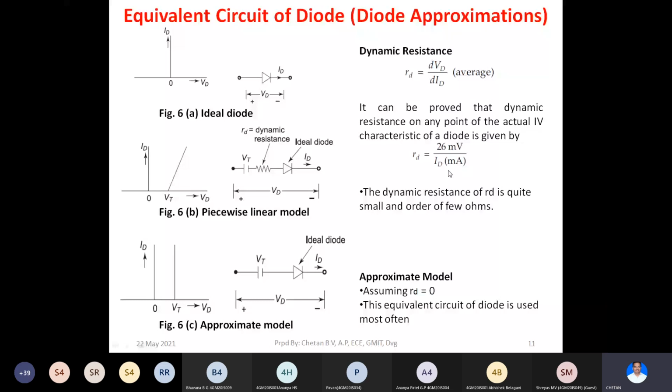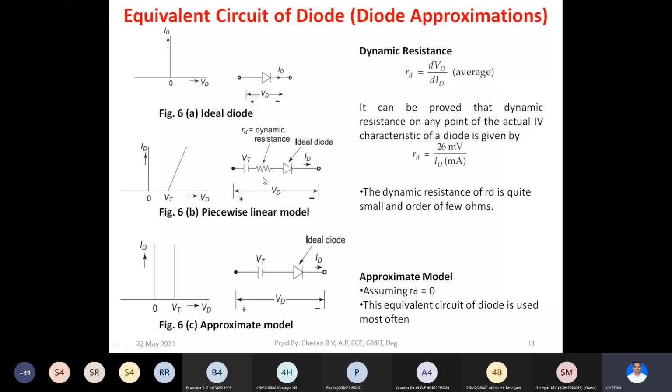If you clearly observe, this is a very small quantity. Therefore, you can neglect this Rd. If you neglect this Rd, you will come to one more model of this diode, which is called the approximate model. Here, the important thing is you have just removed this Rd. Leaving Rd, the remaining part is the same.